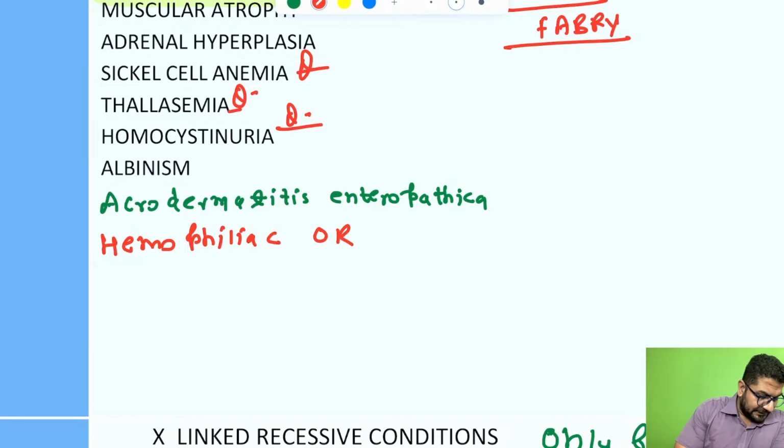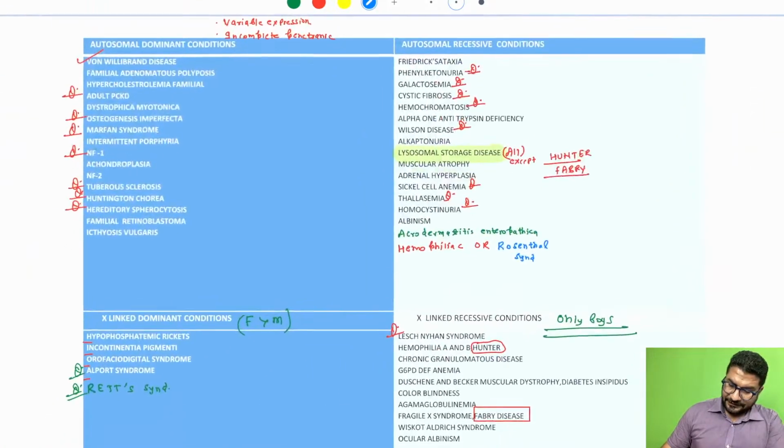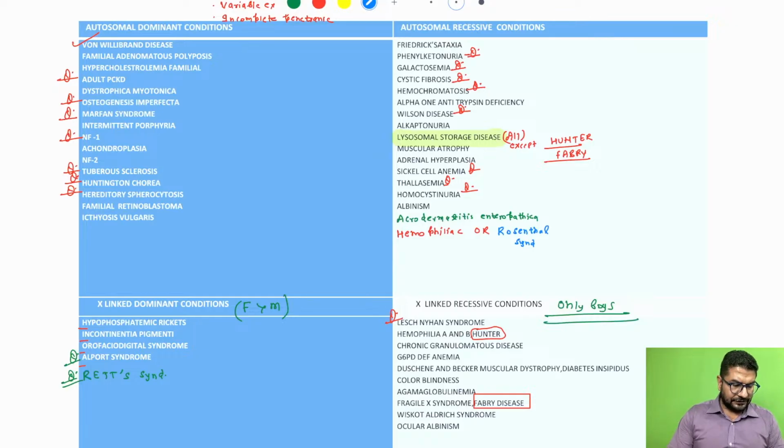Hemophilia C का एक नाम होता है, कौन बताएगा मुझे? Anyone? Who will answer me? Hemophilia C को कुछ बोलते हैं. Anyone? बताओ. Hemophilia A is called classical hemophilia, B is called Christmas disease, C को क्या बोलते हैं? Come on. C is called Rosenthal syndrome. Rosenthal syndrome. So just ध्यान से देख लो. This is one short question which they ask in exam. Very, very important. Right, about this table.